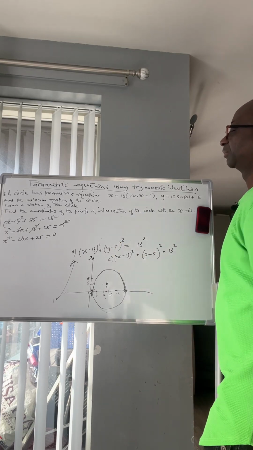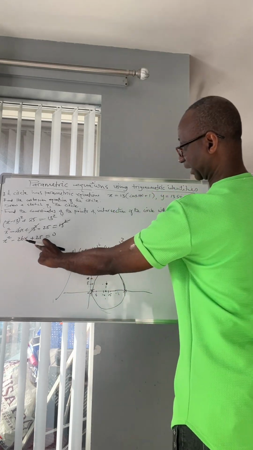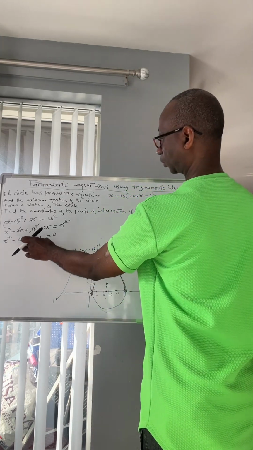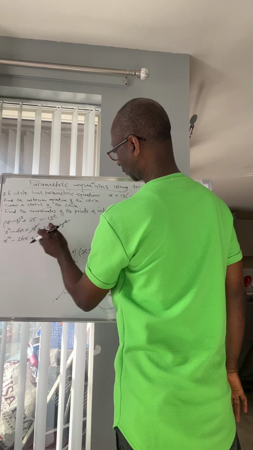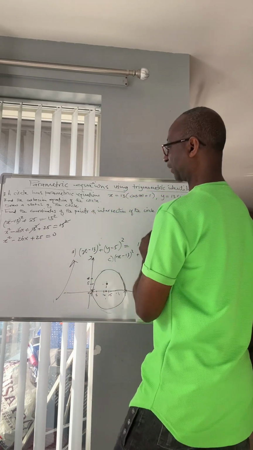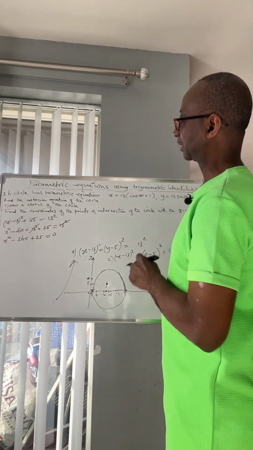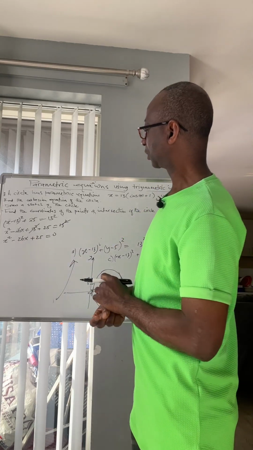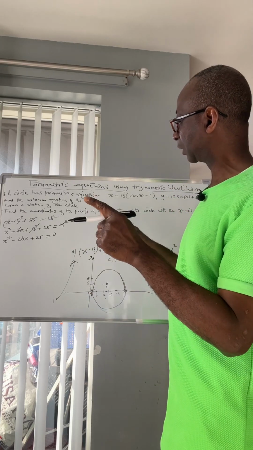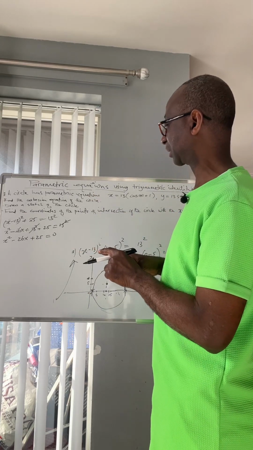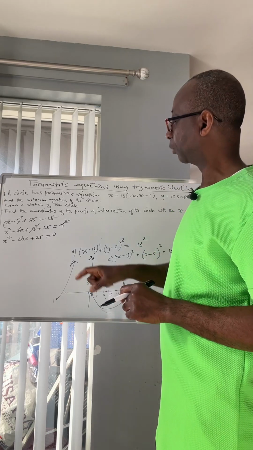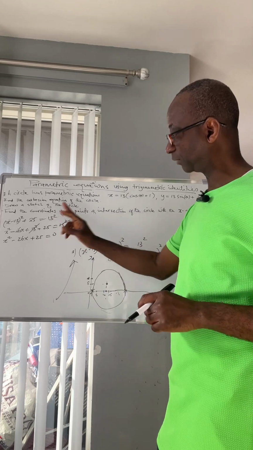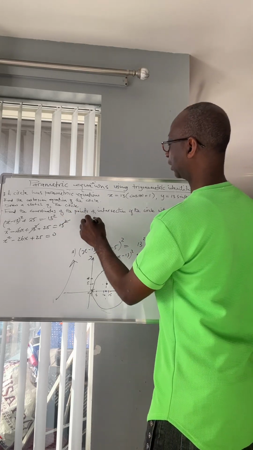Let's factorize. Here you have minus 26x, here you have plus 25. You have to find the factors of 25, and look at minus 26. Which two numbers, when you add them, you get minus 26, but when you multiply them, you get plus 25. So it's like looking for the factors of 25.